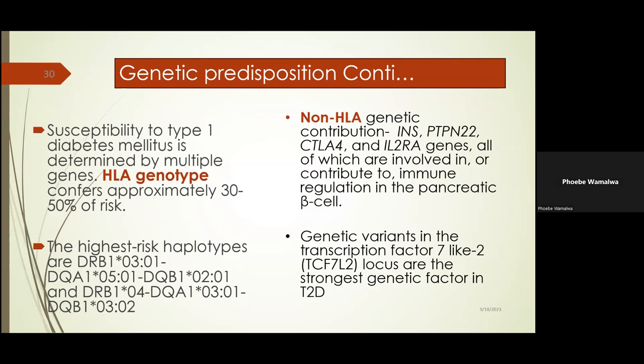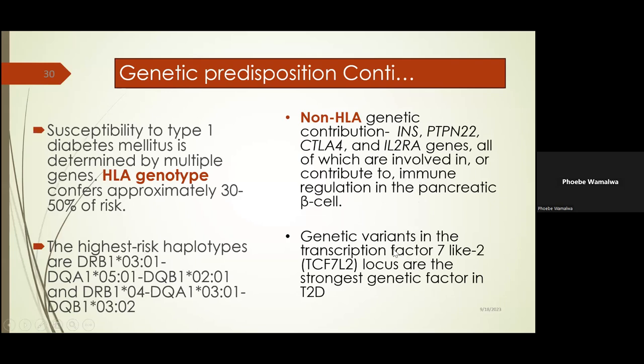So when you look at the genetic predisposition, we are looking at the susceptibility to type 1 diabetes as determined by a number of polymorphisms in a number of genes. And HLA genotype confers approximately 30 to 50% of the risk. That is the human leukocyte antigen phenotype. For patients who have these HLA genotypes, and especially the ones labeled here, we don't have to cram, but at least the ones with DRB1 and DQA1, after genetic screening, these have the highest risk of developing type 1 diabetes. However, we also have non-HLA genetic contributions, including insulin and PTPN22 genetic defects that can predispose somebody to type 1 diabetes.